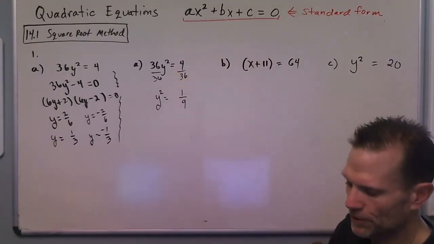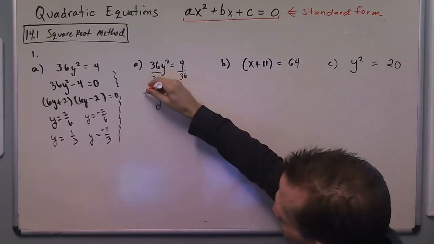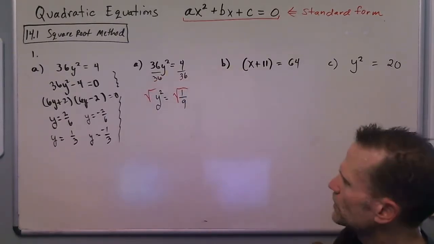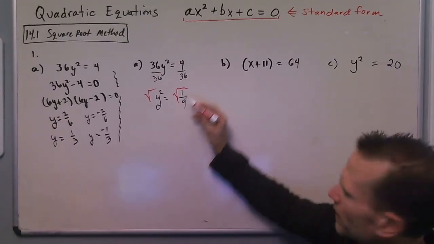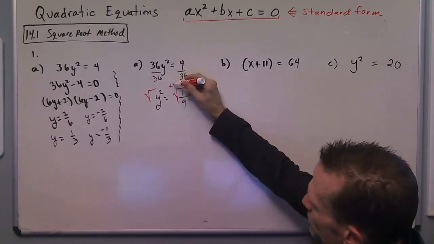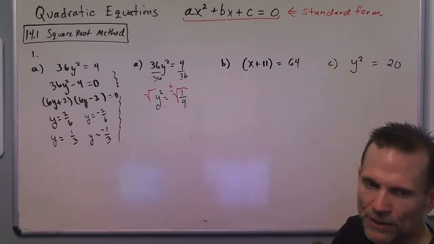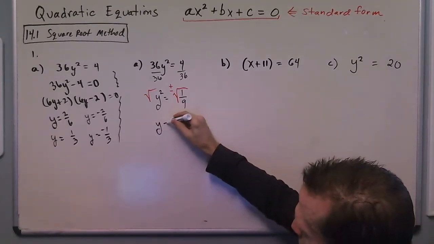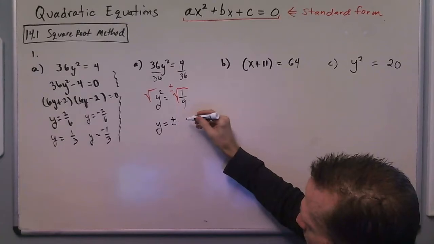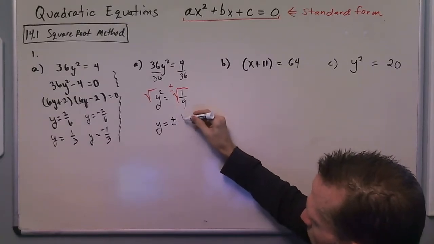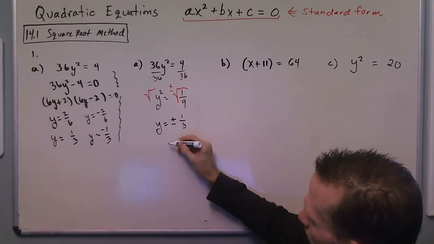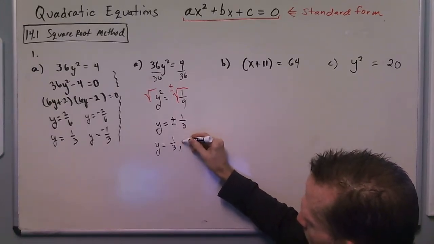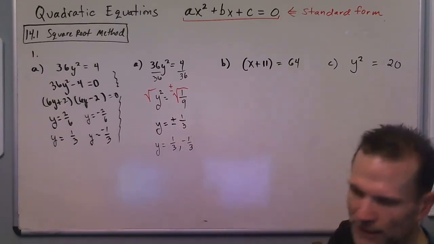Okay, and then what we can do here is take the square root of this side and take the square root of this side. And now when we're solving and using the square root, we have to remember that we get both the principal square root and the negative square root. So what we'll get for our answer here is y is equal to plus or minus, that's how we read that, plus or minus 1/3, which written out in two answer format, we could write it this way or with a negative 1/3 first.